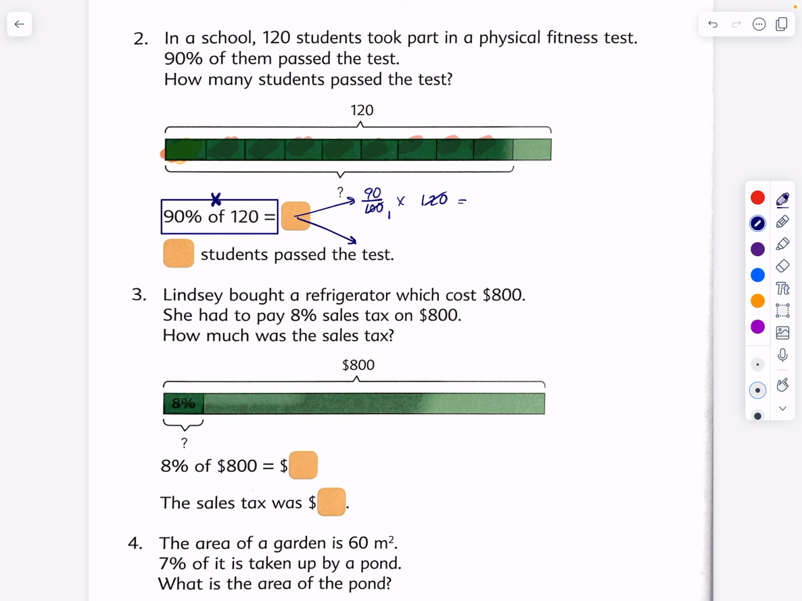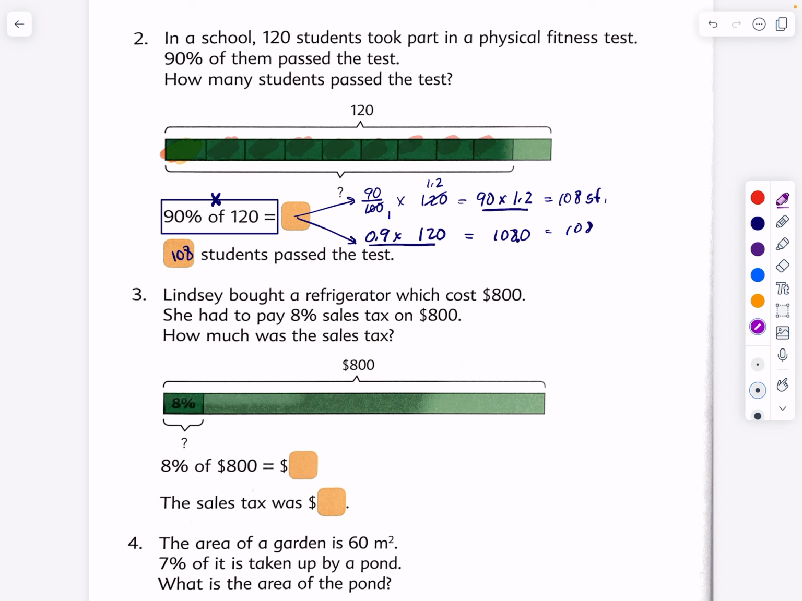120 and 100 is 1 and 1.2. 90 times 1.2 equals 108 students. Now, another way to think about it is as a decimal, 0.9 times 120. Look, we have equivalent statements, right? 9 times 12 is 108, 1080, and then take away one decimal. Of course, again, 108 students took the test.